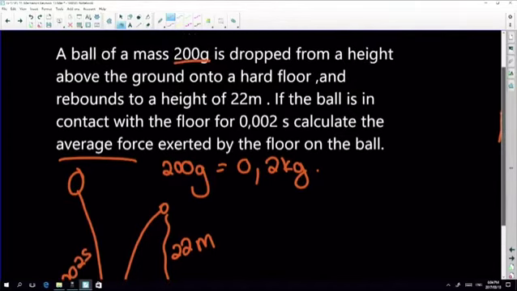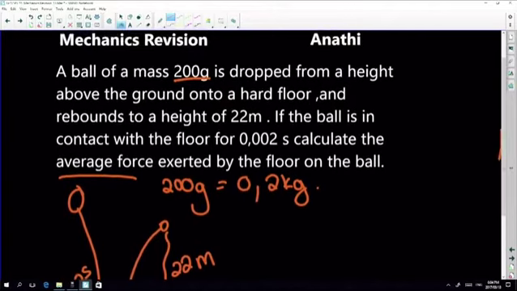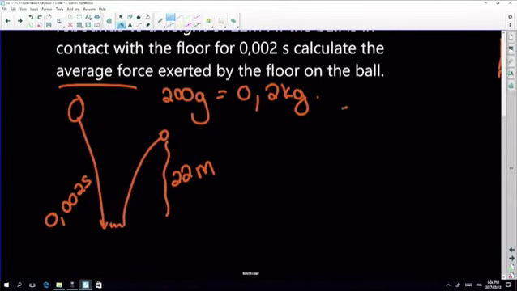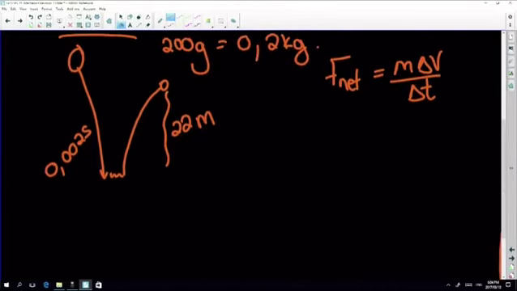Okay, so now we look at what we've got here. I'm not actually sure I've got enough information, because in order to have net force equals mass times change in momentum over change in time, I need to know... I'm pretty sure I don't have enough information, because knowing that it rebounds to a height of 22, I can work out the velocity that it left the floor from.